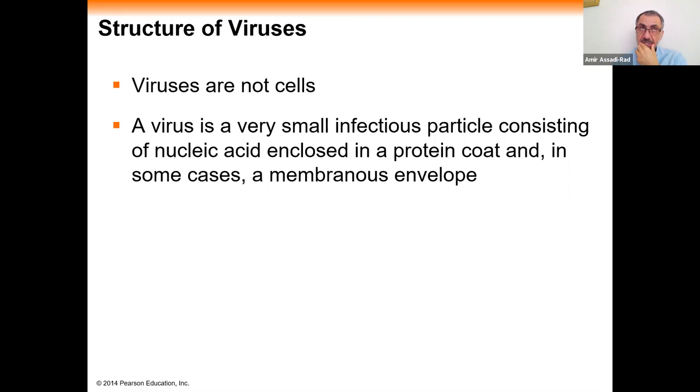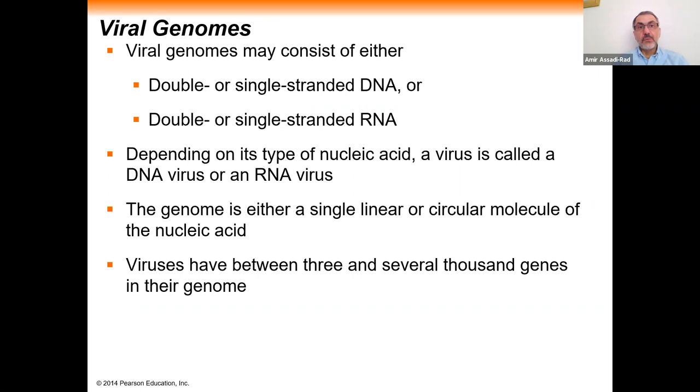Anyhow, a virus is a very small infectious particle consisting of a nucleic acid enclosed. That nucleic acid could be RNA or DNA, and you will see the list here in a minute. It could be double-stranded or single-stranded and so on. In some cases, there is a membranous envelope. Some viruses have a membranous envelope. The viral genome may consist of double-stranded DNA or double-stranded RNA. Depending on its type of nucleic acid, a virus is called a DNA virus or an RNA virus. The genome is either a single linear or circular molecule of nucleic acid, and viruses have from three to several thousand genes.